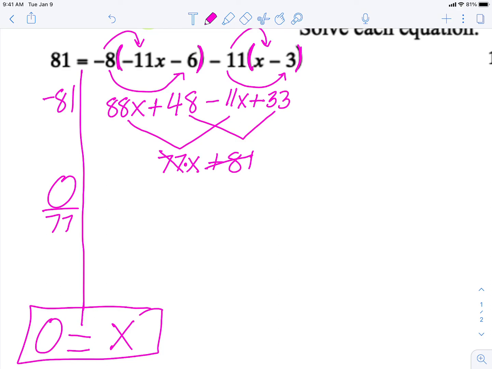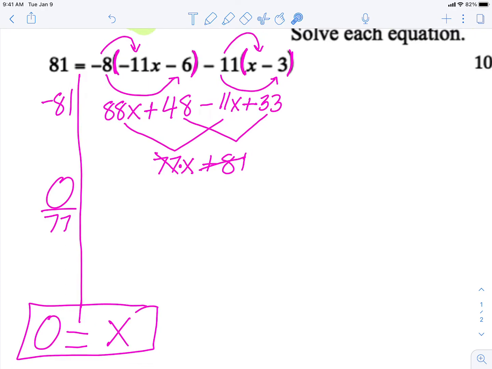Right? So that means that if I were to plug 0 into here, and I were to plug this 0 into here as well, when I do all the math, all the multiplying and all the distributing, it would equal 81. That's what we found out. Right? So that's the first example.